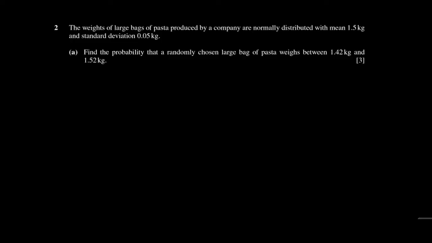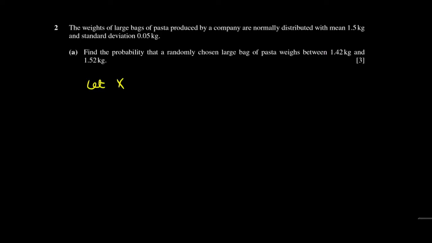Okay, then, question 2. The weights of large bags of pasta produced by a company are normally distributed with a mean of 1.5 and a standard deviation of 0.05. We want to find the probability that a randomly chosen large bag of pasta weighs between 1.42 kilograms and 1.52 kilograms. With all these questions, I think it's always helpful to be defining our random variable and our distribution. So we're going to start with that.